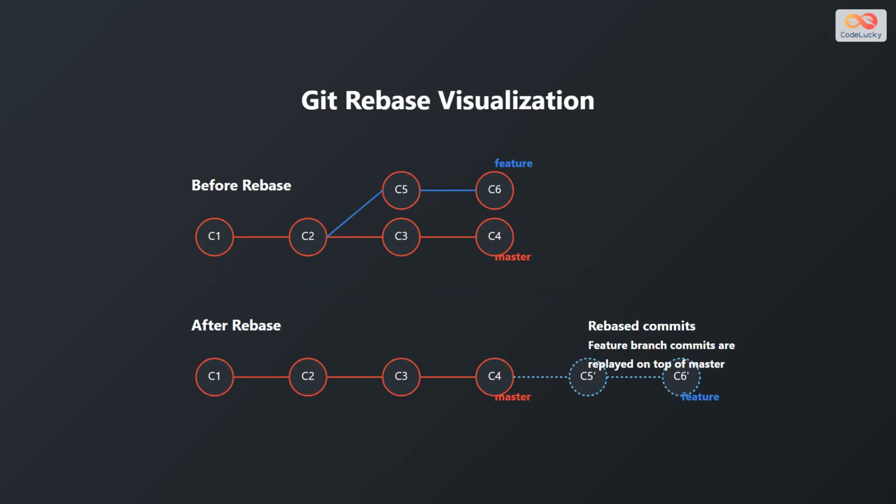This diagram illustrates how Git Rebase operates. Before Rebase, similar to the previous example, we have a master branch with commits C1 through C4, and a feature branch with commits C5 and C6. After Rebase, the feature branch commits C5 and C6 are effectively moved to the tip of the master branch, creating new commits C5' and C6'. The original C5 and C6 commits are no longer part of the feature branch history. This results in a linear history, as if the feature branch was created directly off the latest master.